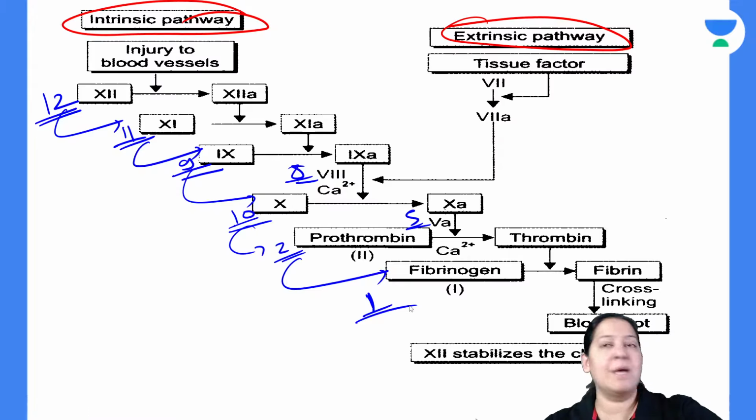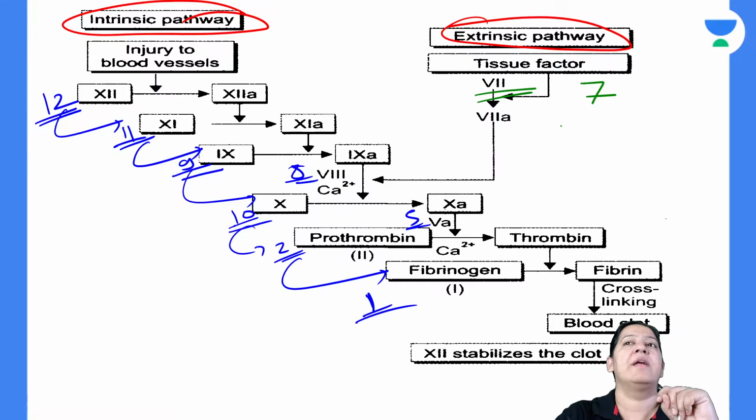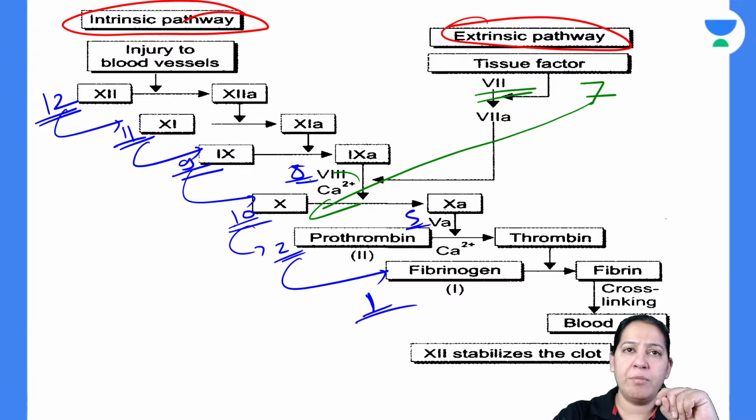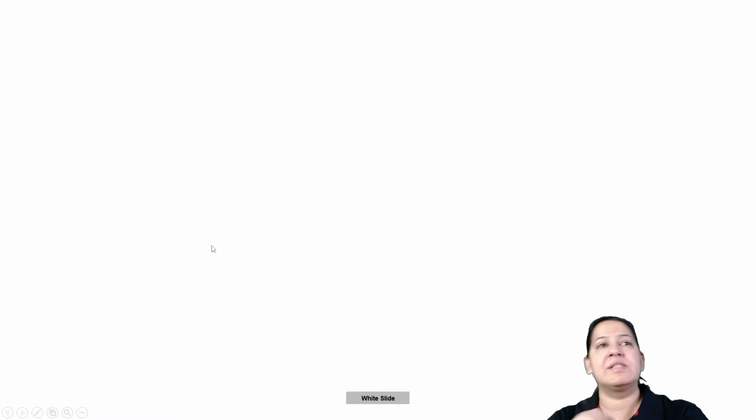Let me teach you extrinsic pathway. In extrinsic pathway, the first factor which comes in role is factor number 7. And 7 directly leads to the activation of 10. So from 10 onwards, it is common. Have you got it? So write like this with a simplicity.